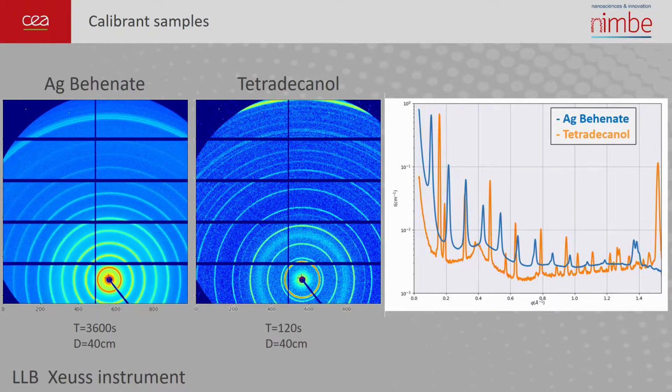The principle of the geometric calibration is to measure one reference sample that produces rings at very well-known values, and to fit an instrument geometry on the image. Here you have two acquisition images from the Xeuss instrument for silver behenate and tetradecanol. We use these two samples daily for calibration of the instrument. Silver behenate produces regular rings and tetradecanol produces very fine rings. This is my preferred sample because it is very simple to prepare and very useful, especially at low angle configuration, for example, a detector to sample distance of 2 meters.